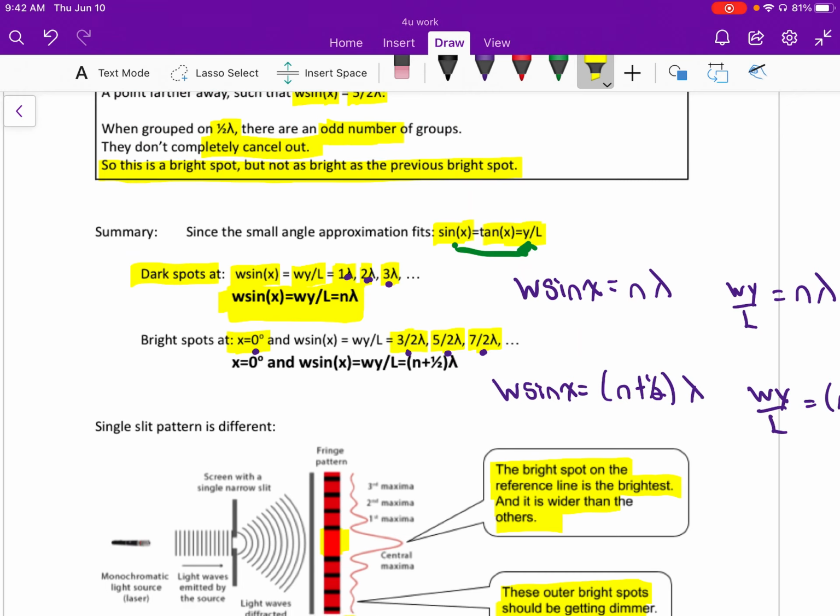Notice it's basically the same equation. We've got the sine x and the W instead of d, but we've got the W sine x and W y over L, but it's kind of flipped. The dark spots now line up with the n lambda, and the bright spots now line up with the n plus a half lambda. That's where I'll pause.